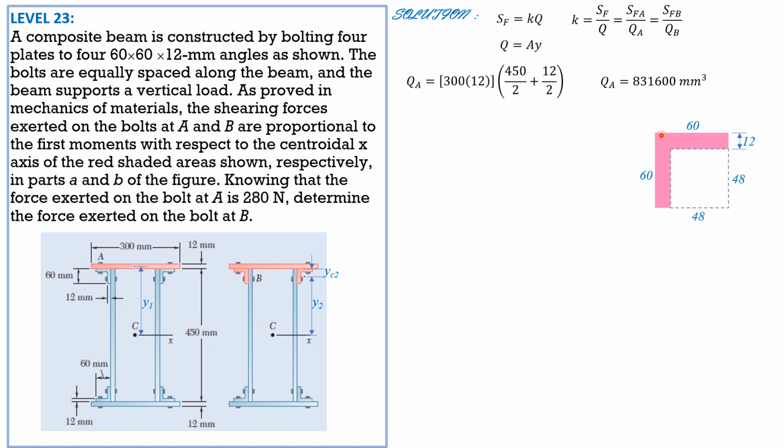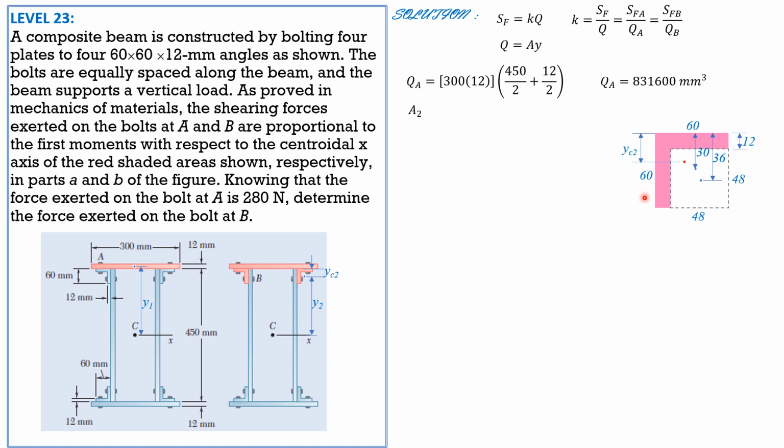The location of the centroid of the 60 by 60 square from this edge here is half of 60, so 30 mm as shown, while the centroid of this 48 by 48 square is half of 48, 24, plus 12, so 36 as shown. So the centroid of this shaded area, the distance is denoted by y sub c2, which can be solved by Varignon's theorem.